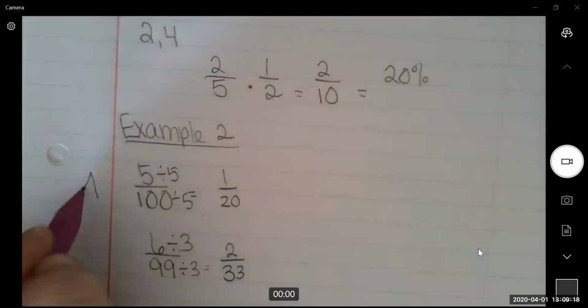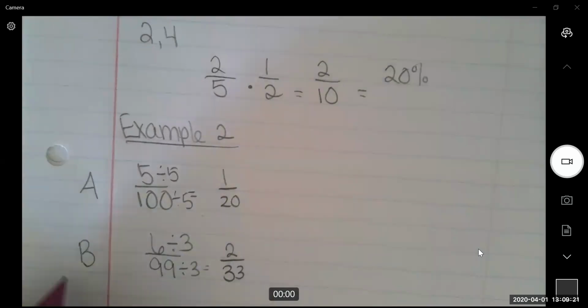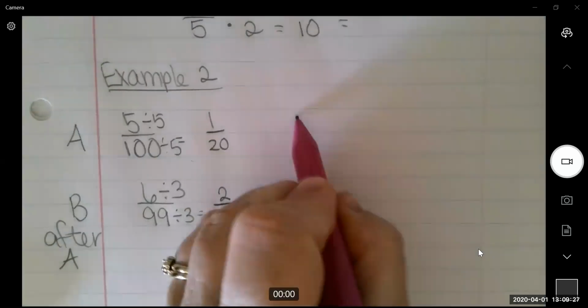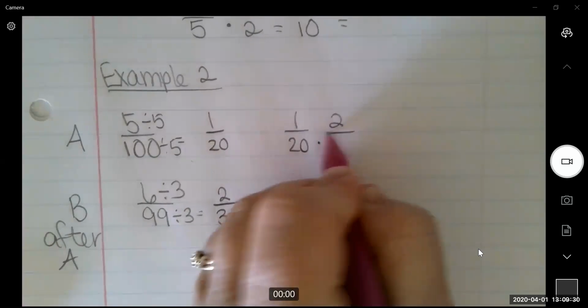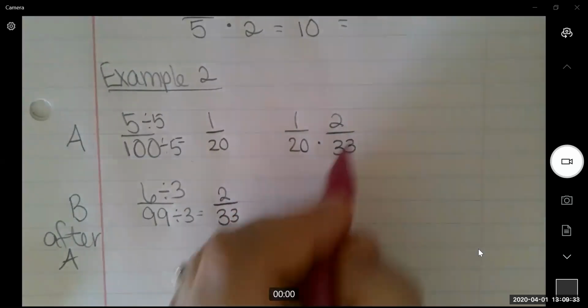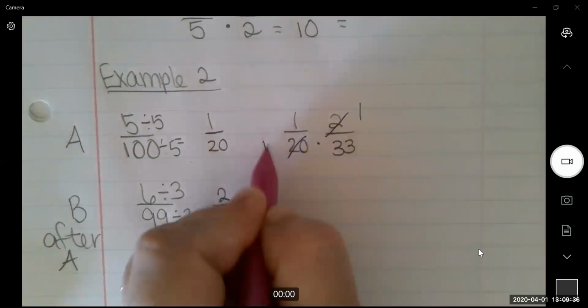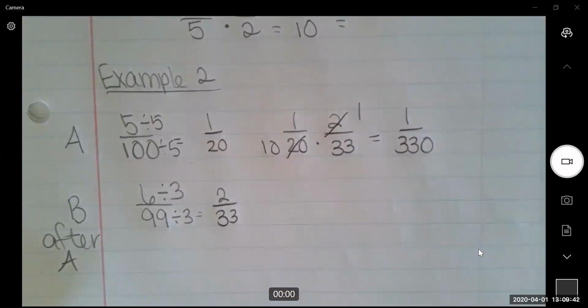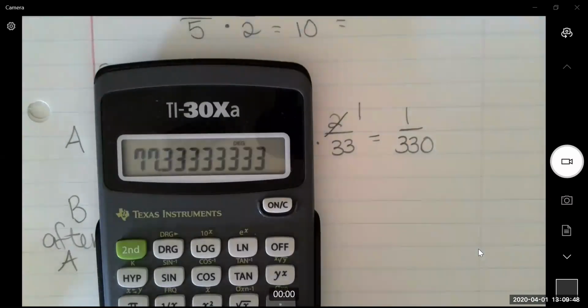So here's event A, and here's event B after A. Let me move that up a little bit. So then you just multiply those together. 1/20th times 2/33. This can be simplified. So it's 1/330. And grab the calculator. 1/330 times that by 100. So you can see it's like 0.3% chance of that happening.